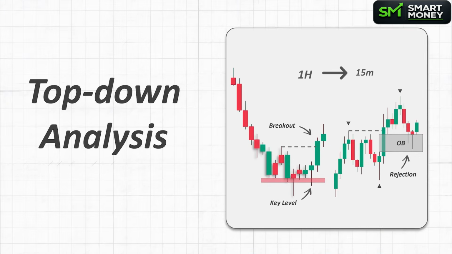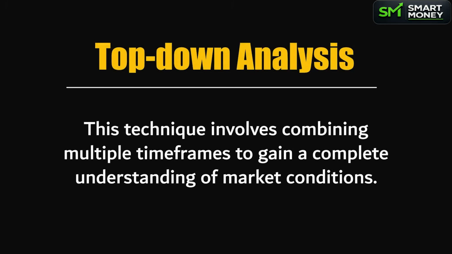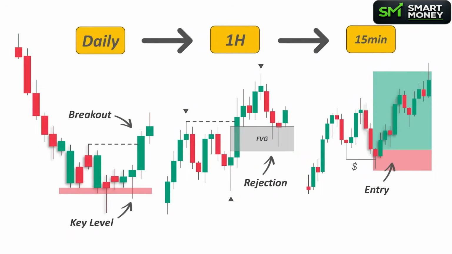Finally, let's discuss top-down analysis. This technique involves combining multiple timeframes to gain a complete understanding of market conditions. By analyzing the bigger picture on higher timeframes and then zooming into lower timeframes for more detail, traders can identify higher probability trading opportunities. The process begins on the higher timeframes, such as the weekly or daily chart, where we identify the overall trend, key levels, and market sentiment.